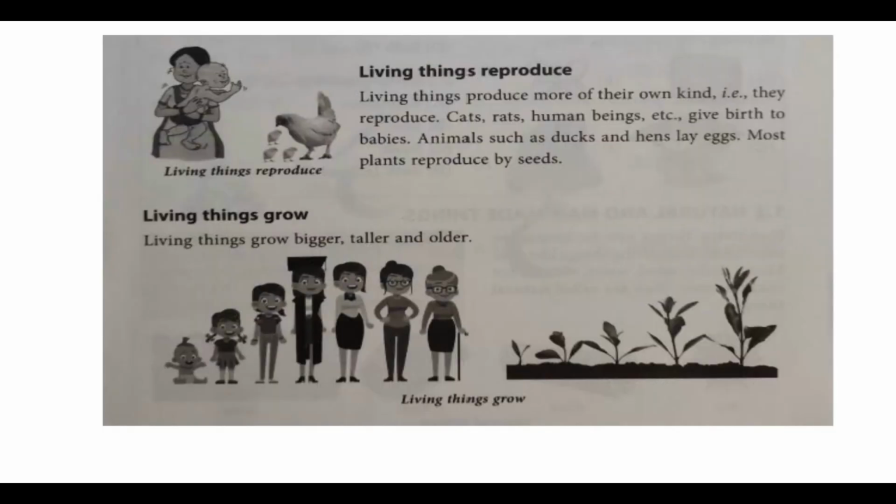Living things reproduce. What do you mean by reproduce? R-E-P-R-O-D-U-C-E. Reproduce means making their own kind, multiplying their own kind. So living things produce more of their own kind. That is, they reproduce. Cats produce cats.